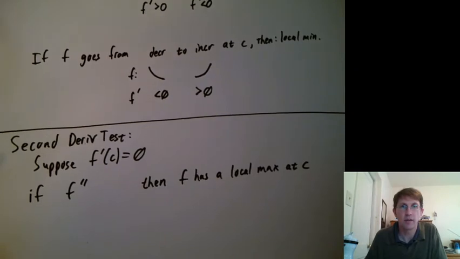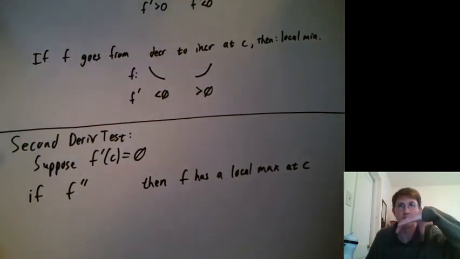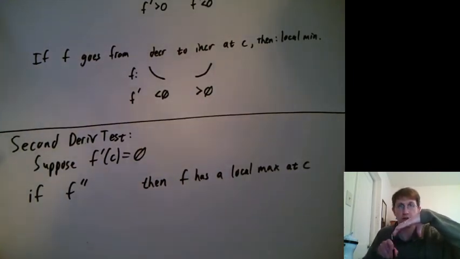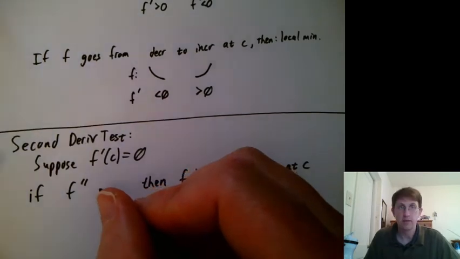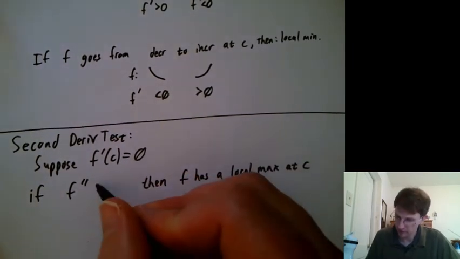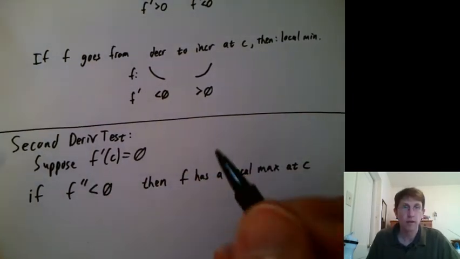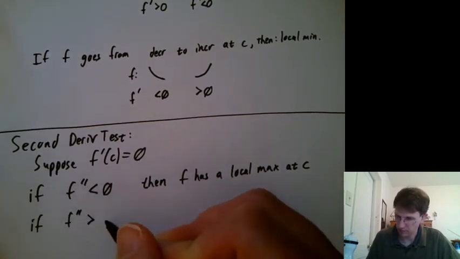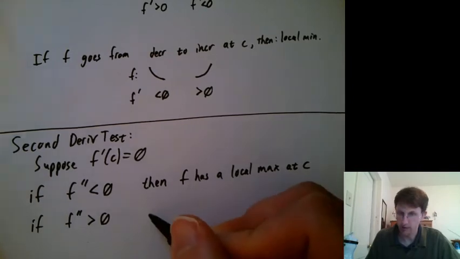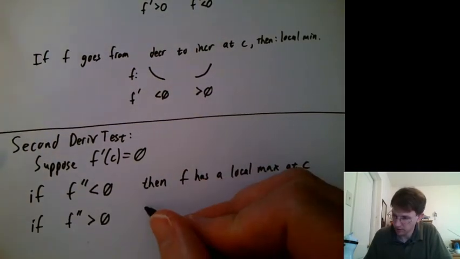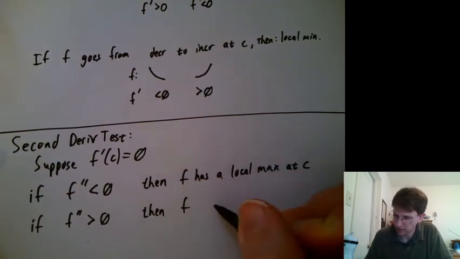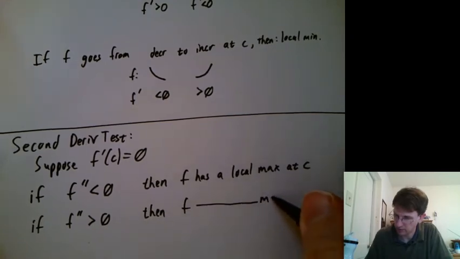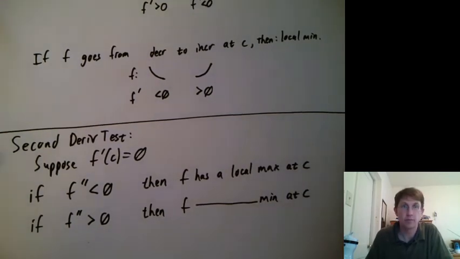What do we have to say about the concavity of the function to have a local max? To have a local max, the function should be shaped like this, and that would be concave down. So concave down is what for the second derivative? Less than 0. And then we can say something similar. If f double prime is positive, then the function is concave up, then f has a local min at c.